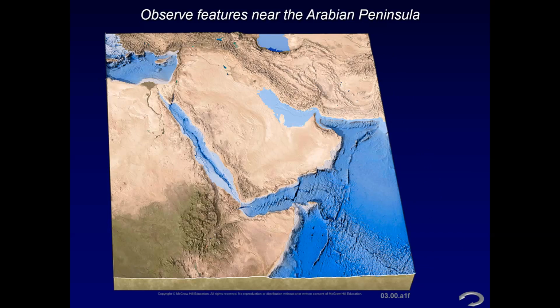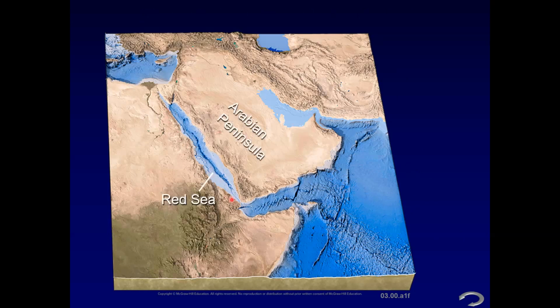All right, we'll transition to the Arabian Peninsula. It's flanked by the Red Sea. The Red Sea is a narrow, moderately deep sea. It has a trough in the center. It's a rift. This area has been pulled apart. Now the Persian Gulf is shallow. It lies between Arabia and the Zagros Mountains of Iran.